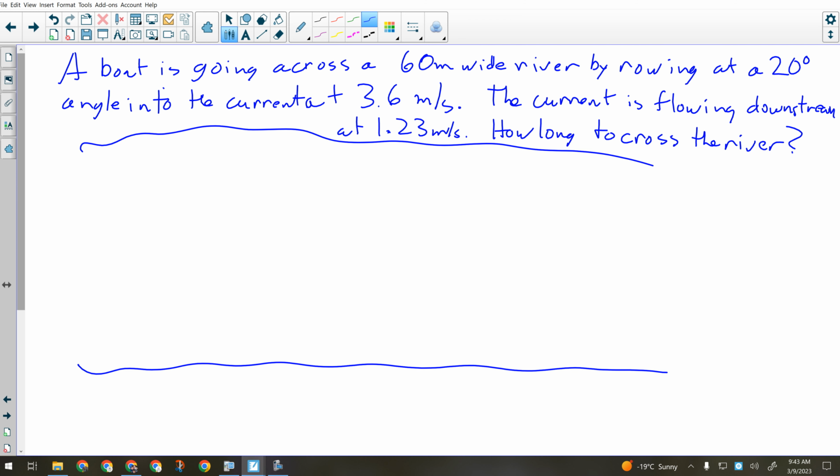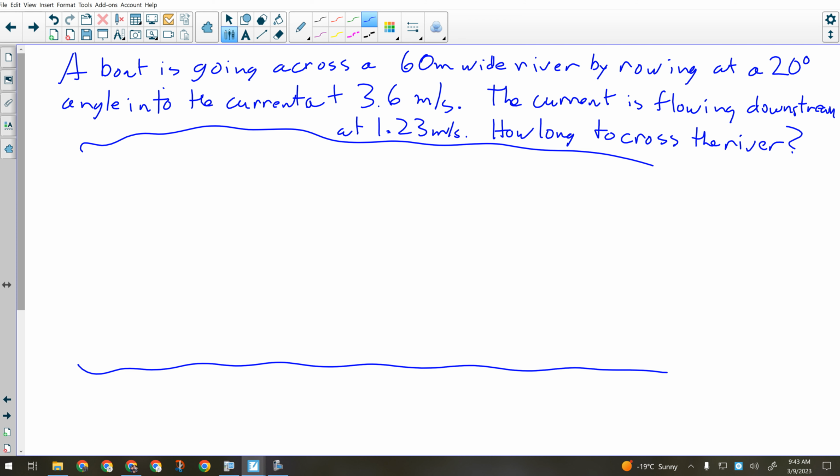Okay, so we got a boat going across a 60-meter wide river by rowing at a 20-degree angle into the current at 3.6 meters per second. The current is flowing downstream at 1.23 meters per second. How long to cross the river? All right, what do I need to do first? How wide the river is.